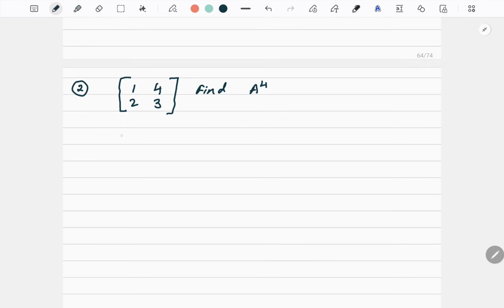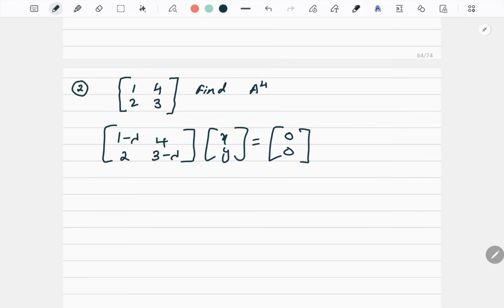So, the very first step is 1 minus lambda, 4, 2, 3 minus lambda. So x, y is equal to 0, 0. So very first step, I should find out characteristic equation. There are two ways. One, you solve this determinant, you will get the characteristic equation equated to 0. The other way, the same formula method. So lambda square minus p1 lambda plus p2 is equal to 0. So lambda square will remain lambda square. P1 means sum of diagonal elements, so minus 4 lambda, and P2 means the determinant.